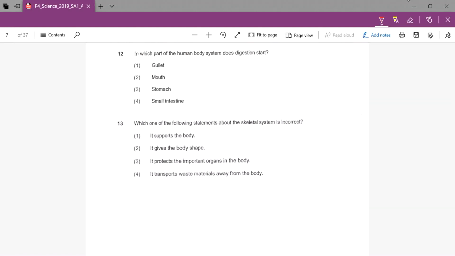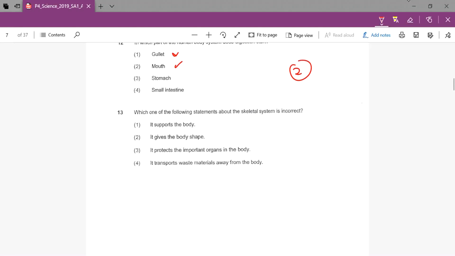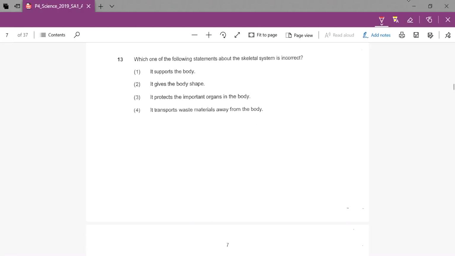In which part of the human body system does digestion start? It starts in the mouth, right? Where the saliva already starts to break down some of our food. Okay. Which one of the following statements about skeletal system is incorrect? It gives the body shape. It supports the body. Both are correct. So the next one, it protects important organs in the body. It's also true. It protects our lungs and our hearts in the body, right? Number 4, it transports waste materials away from the body. Nope. Okay, not true.